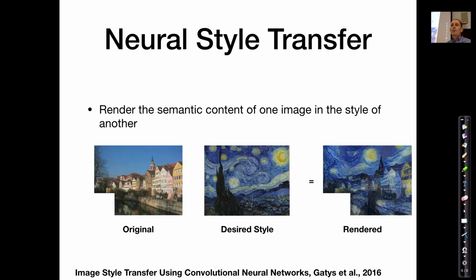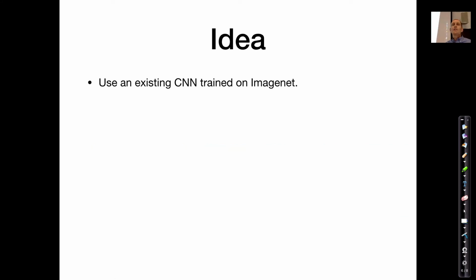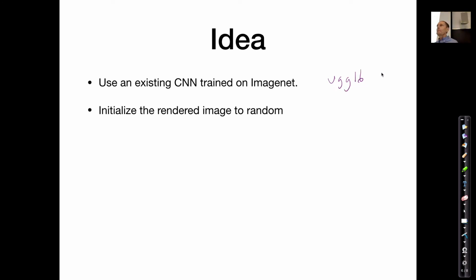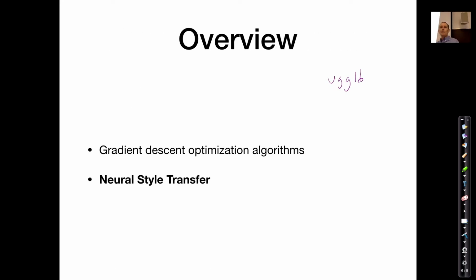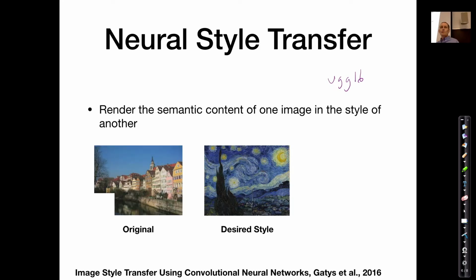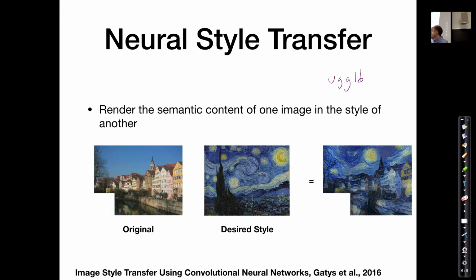Okay, so that's the problem. Here's the idea. We use an existing neural network trained on ImageNet. We're going to use, I think, VGG. The notebook I'm going to go through is, I think, VGG 16 or 19, something like that. Okay. We take this rendered image, that is this one here.